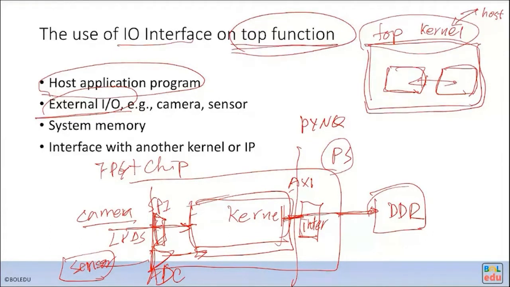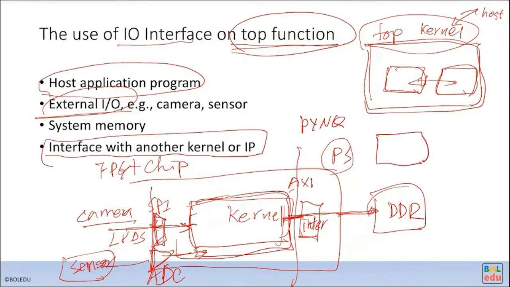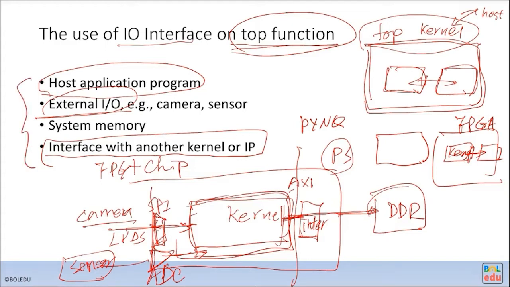Also, the kernel could interface with other kernels. For example, if you design on the FPGA, you can design each kernel individually and validate each kernel. Then when you have multiple kernels, you can integrate them. So the interface could also communicate with other kernels. So remember the role of the I/O interface for each of these types of interface.